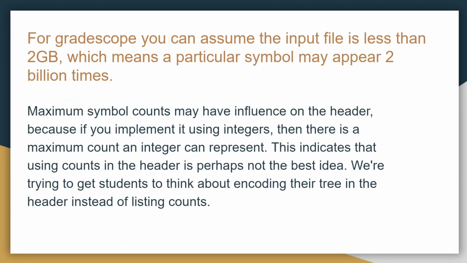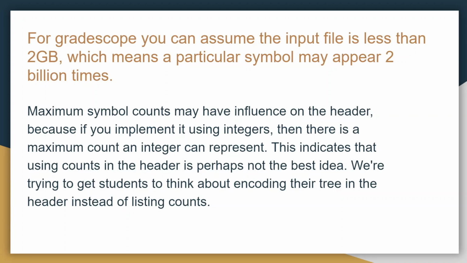Okay, so for Gradescope, you can assume that the input file is less than 2 gigabytes, which means a particular symbol may appear 2 billion times. So the maximum symbol counts may have an influence on the header, because if you implement it using integers, then there's a maximum count an integer can represent. This indicates that using counts in the header is perhaps not the best idea. We're trying to get students to think about encoding their tree in the header instead of listing the counts. So please try to encode the tree rather than listing the counts that are available.